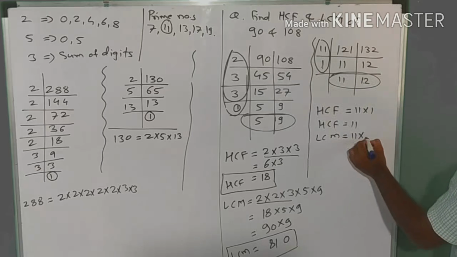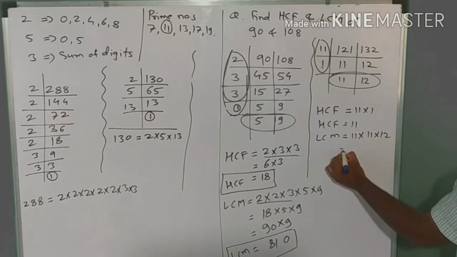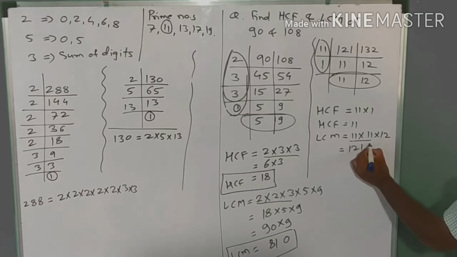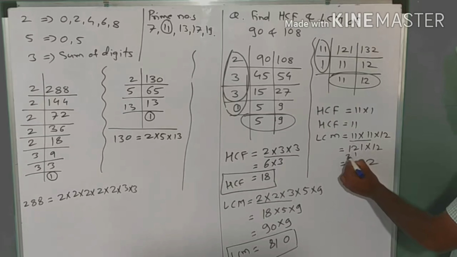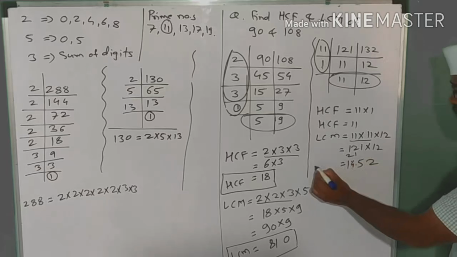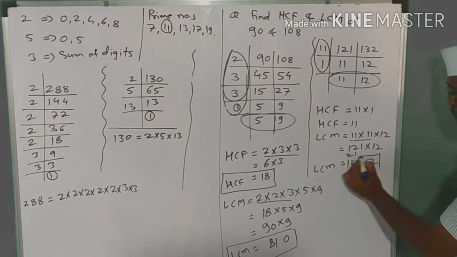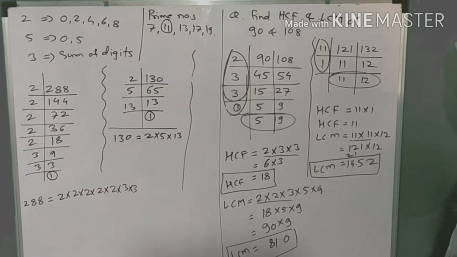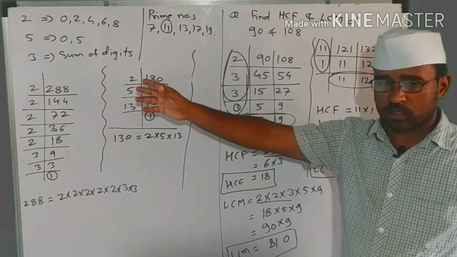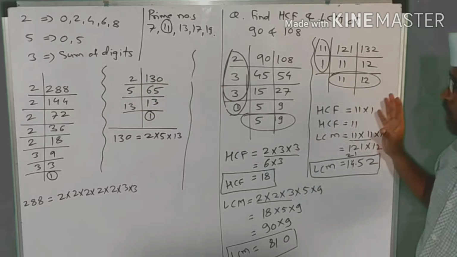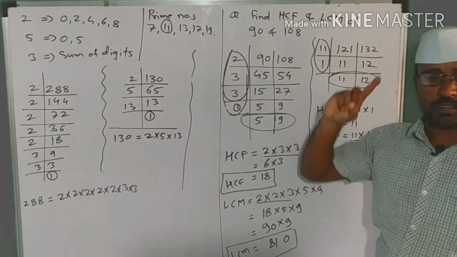to 11 multiplied by 11 multiplied by 12, which is equal to 11 11s are 121 multiplied by 12, which is equal to 12 1s are 12, 1 is the carry, 12 2s are 24 plus 1 is 25, 12 1s are 12 plus 2 is 14. So LCM is equal to 1452.